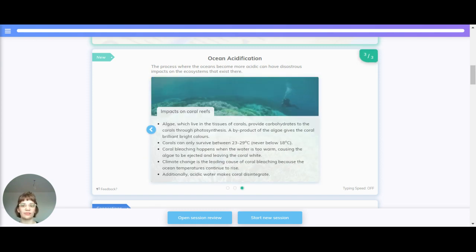Impacts on coral reefs. Algae, which live in the tissues of corals, provide carbohydrates to the corals through photosynthesis. A byproduct of the algae gives the coral bright, brilliant colours. Corals can only survive between 23 and 29 degrees Celsius. Coral bleaching happens when the water is too warm, causing algae to be ejected and leaving the coral white. Climate change is a leading cause of coral bleaching because ocean temperatures continue to rise. Additionally, acidic water makes coral disintegrate.